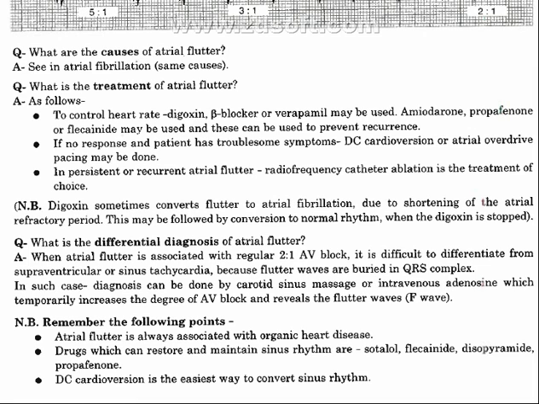Now we should remember the following points. Atrial flutter is always associated with organic heart disease. Drugs which can restore and maintain sinus rhythm are sotalol, flecainide, disopyramide, propafenone. DC cardioversion is the easiest way to convert to sinus rhythm.